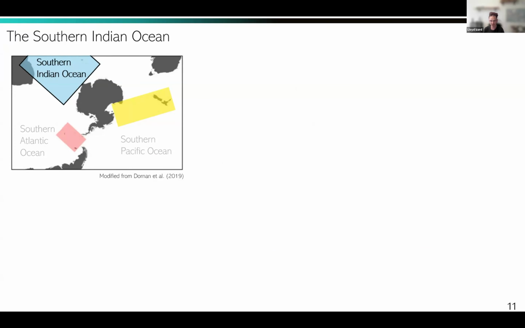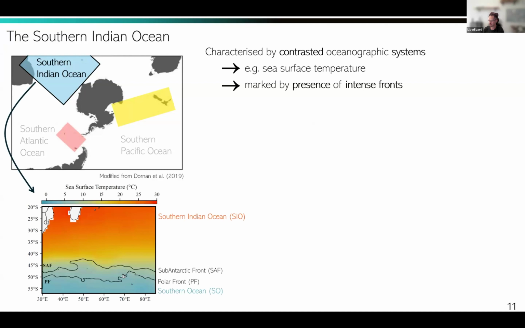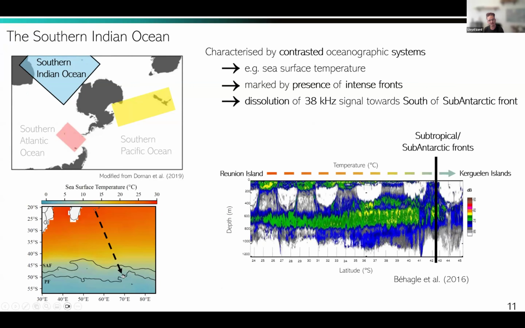As you can see here with the sea surface temperature map, it's really a region that is contrasted, with the Southern Indian Ocean to the north and the Southern Ocean to the south. This transition is marked by the presence of intense fronts, such as the subantarctic front here, or the polar front as well. We know that the acoustic signal at 38 kilohertz in this region responds to these changes of temperature, with the lowest values of acoustic signal found south of the subantarctic front. You can see that on this echogram from Bergel and collaborators that shows the mid-trophic level distribution between Reunion Island and Kerguelen archipelago.